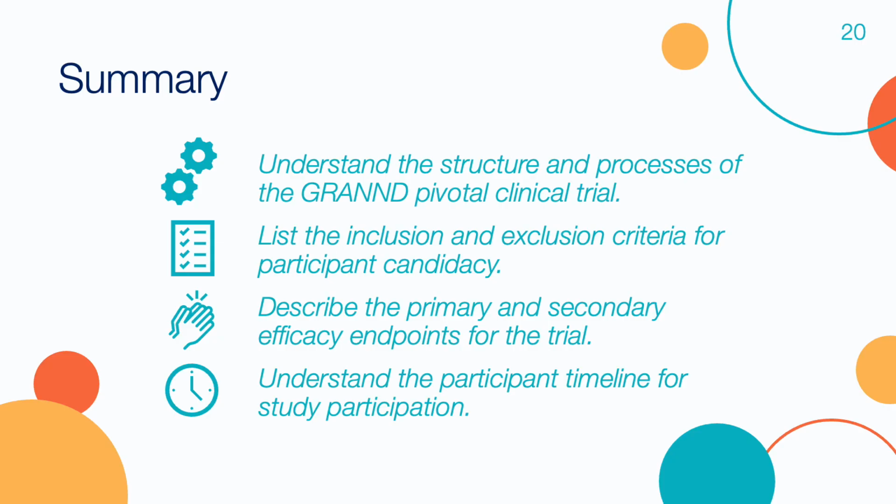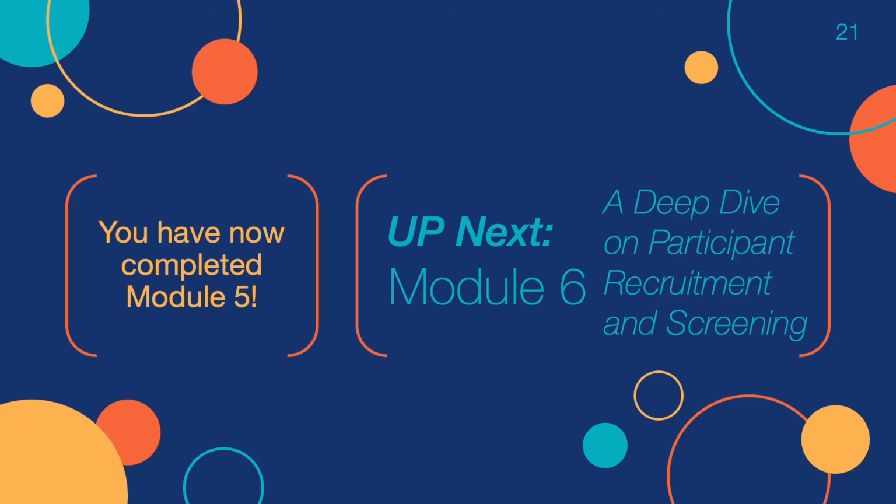We hope you have a good idea about the structure and processes of the GRAND pivotal clinical trial, including understanding who are candidates for the NNP, how we will measure efficacy, and the general timeline for participation. Upcoming modules will provide greater detail about key aspects of the study. Congratulations, you have now completed Module 5. Next, we will dive deep into participant recruitment and screening.